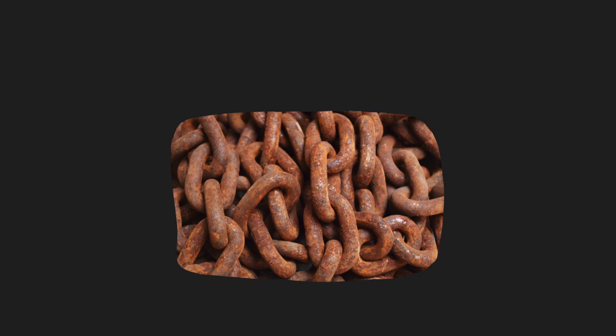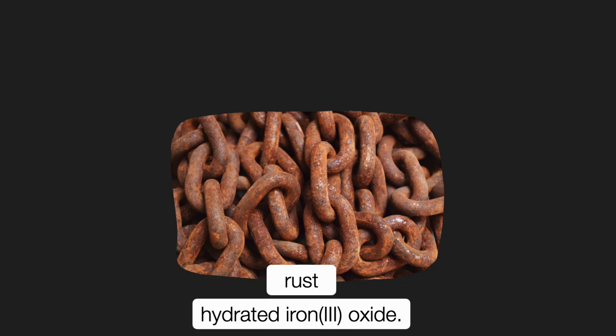Now if we move on to iron, iron reacts with moist air to form a reddish brown deposit, as you see here on this chain, which is called rust. Rust is hydrated iron 3 oxide. Right? What is the chemical reaction happening here? The chemical reaction happening here is pretty simple.